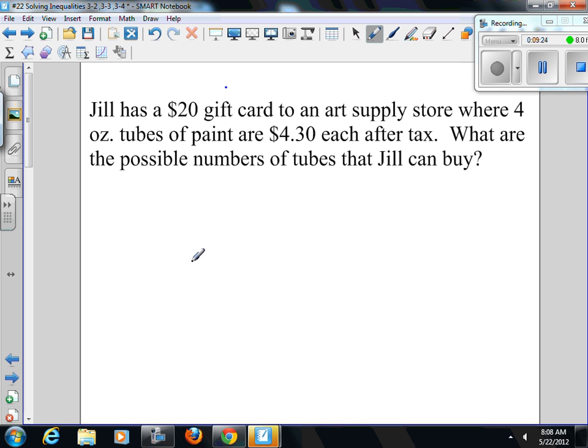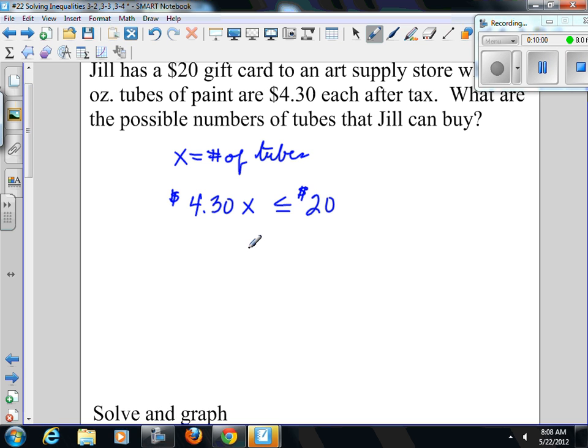Jill has a $20 gift card to an art supply store where 4-ounce tubes of paint are $4.30 each after tax. What are the possible numbers of tubes that Jill can buy? Okay, so if it's $4.30 per tube and X is the number of tubes, we're going to say $4.30 times X has to be less than or equal to $20. The 4 ounces, the amount of the tube, has absolutely nothing to do with this particular problem.